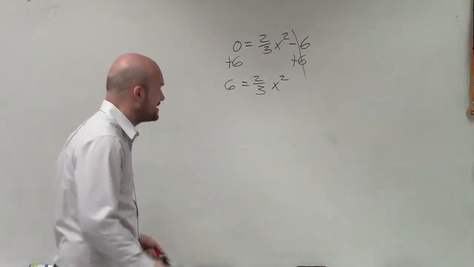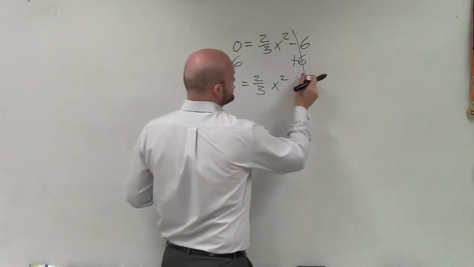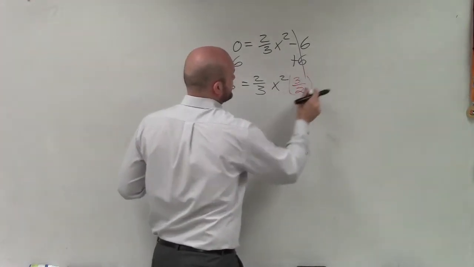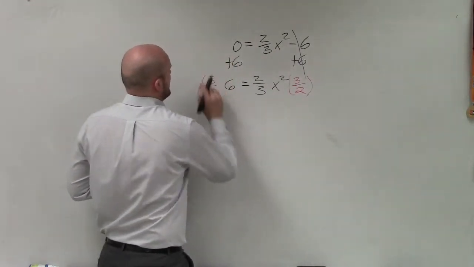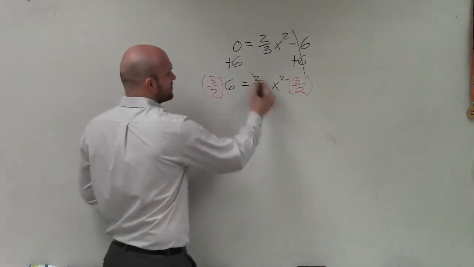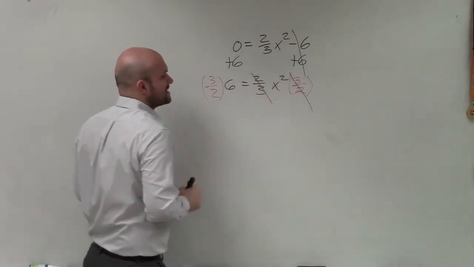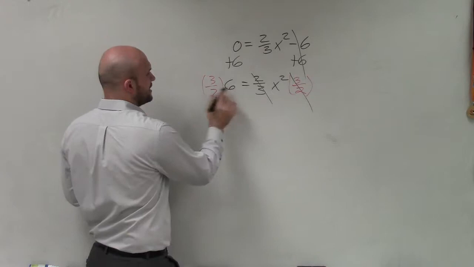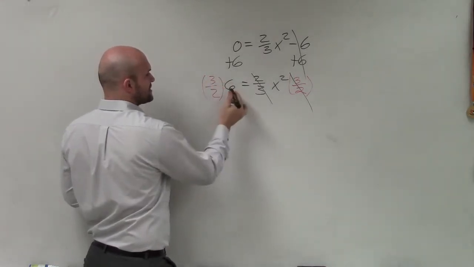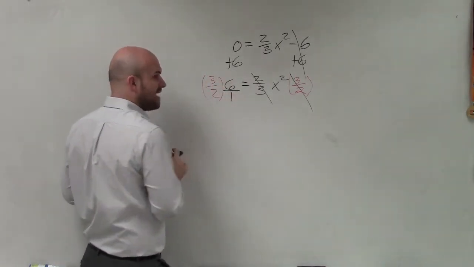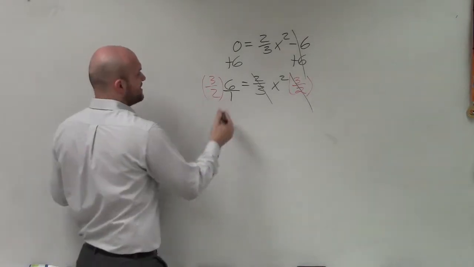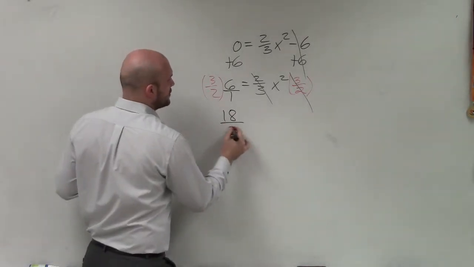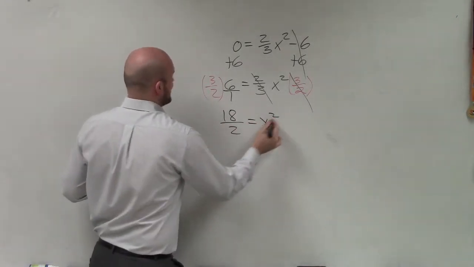Now to get rid of this fraction, what I'll do is multiply by the reciprocal on both sides. And any number multiplied by its reciprocal is 1. 1 times x squared is just going to be x squared. Here, I have to make sure when I multiply a fraction times a whole number, I change my whole number to a fraction by putting it over 1, and then multiply across. So now I have 18 over 2 equals x squared.